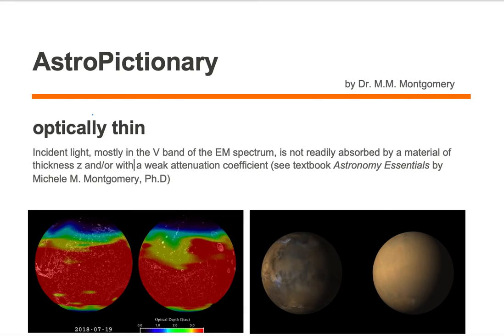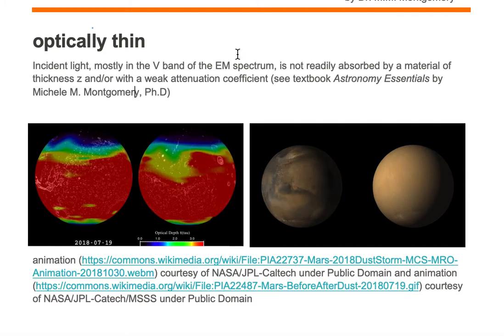Optically thin is when incident light, mostly in the V-band of the electromagnetic spectrum, is not readily absorbed by a material of thickness Z and/or with a weak attenuation coefficient. Let's take a look at this definition of optically thin.